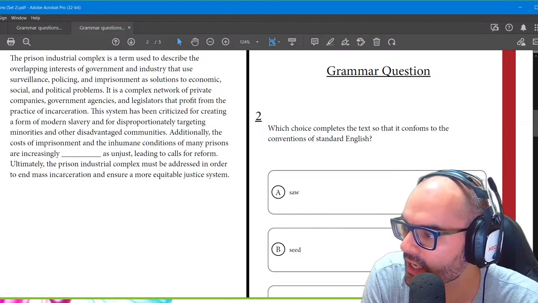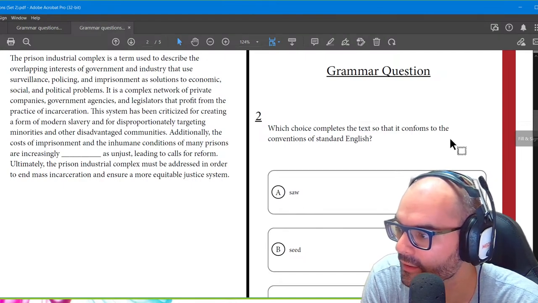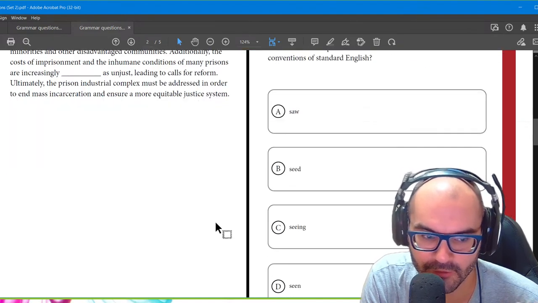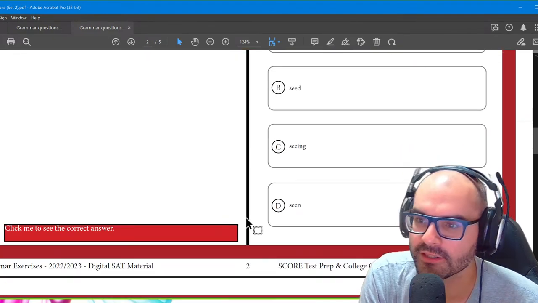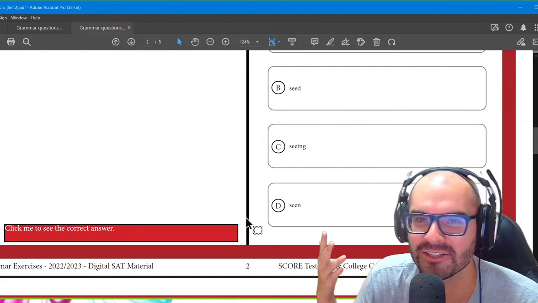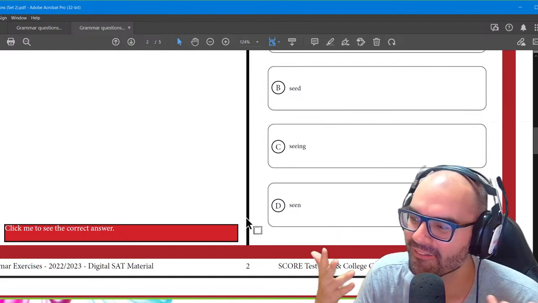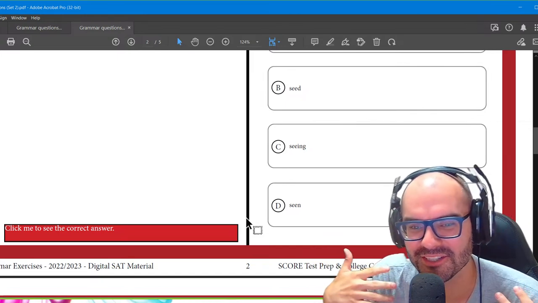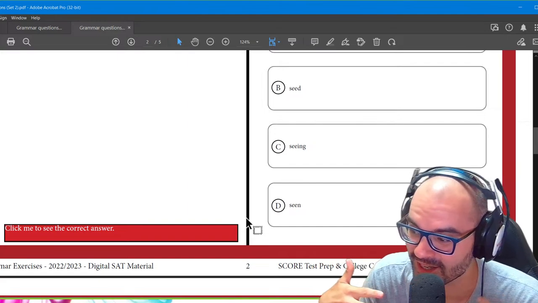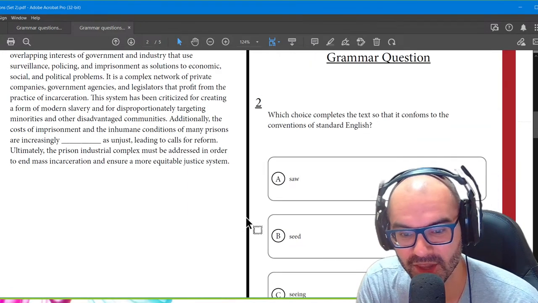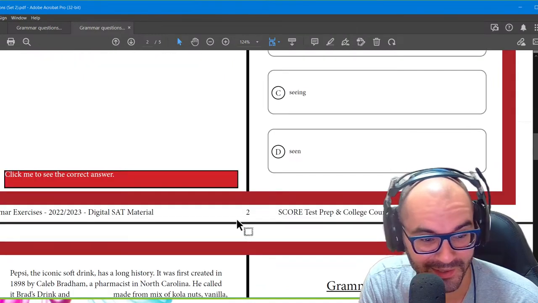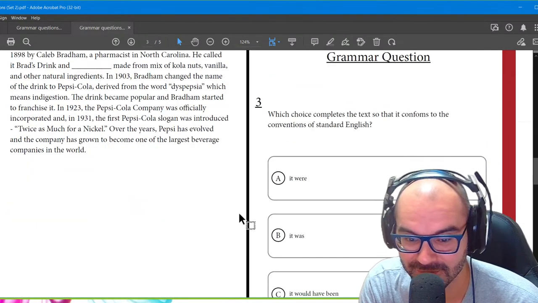Going on to the second one, let me see what you got here. All right, looks like everybody agrees on D. Yeah, easy peasy. This is just forms of verbs. This should be super easy to anybody doing this internationally because y'all have learned English as a second language, and so this should seem super basic, but there are sometimes questions like this on the SAT, and the thing is Americans sometimes mess this stuff up. So, yeah, D, seen, simple as that.